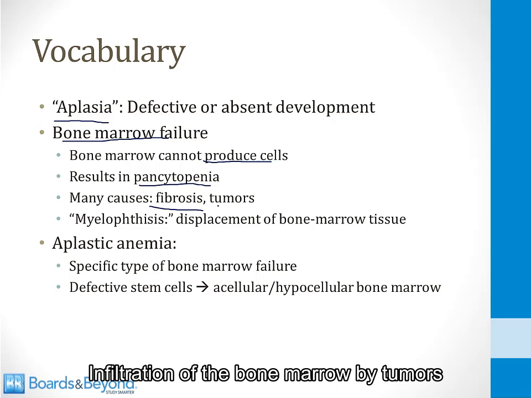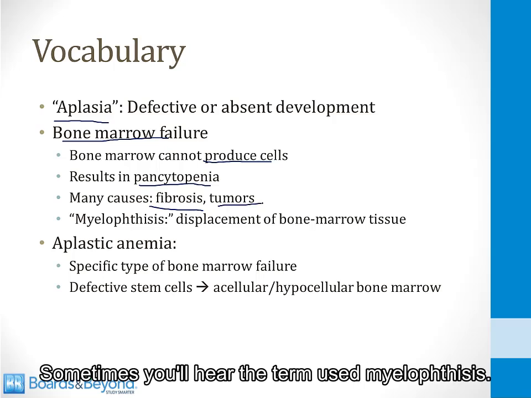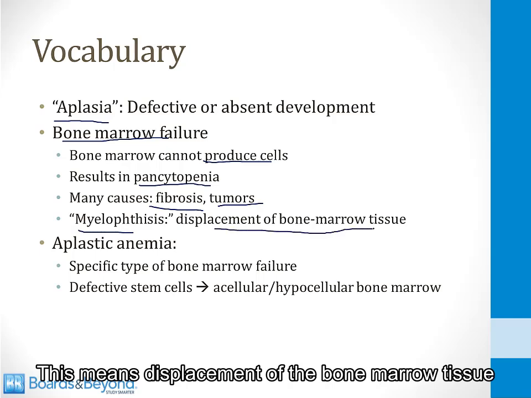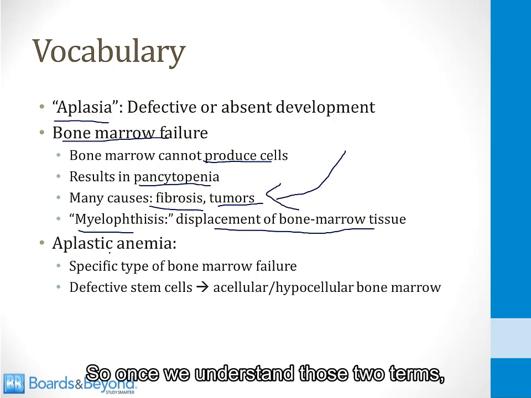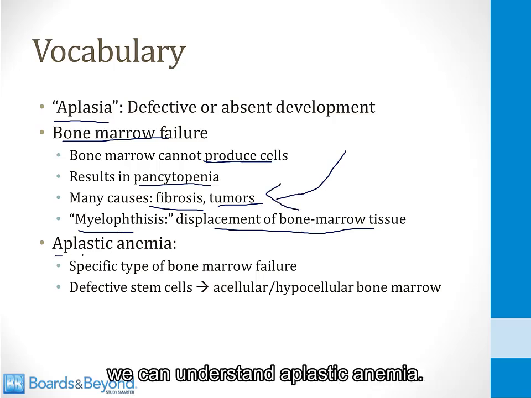Infiltration of the bone marrow by tumors can cause bone marrow failure. Sometimes you will hear the term used myelophthisis. This means displacement of the bone marrow tissue by something else, for example, fibrosis or tumors. So once we understand those two terms, we can understand aplastic anemia.